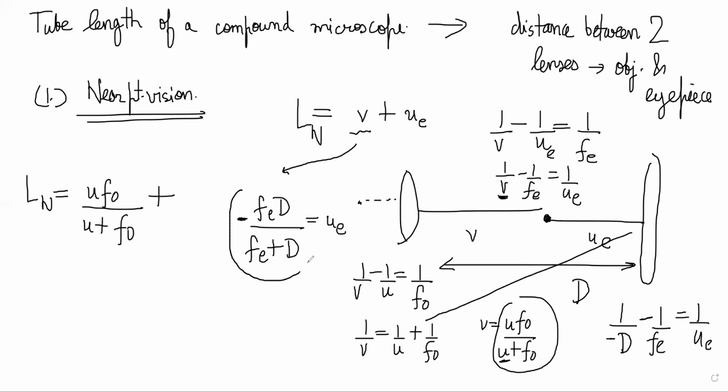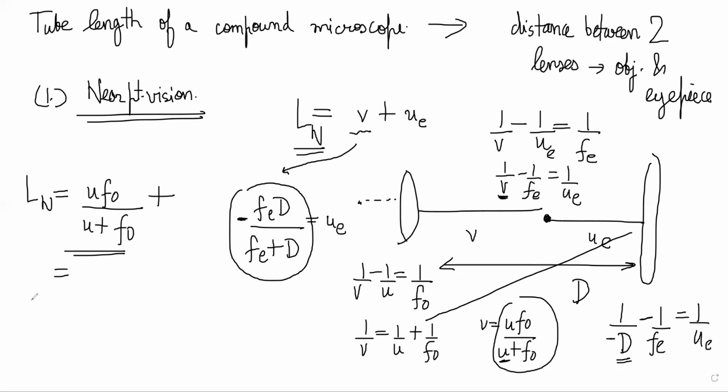So you will add this to this. And again, put the correct signs for everything. FE is positive and D is now a magnitude because we have already put the sign here. Therefore, D is now just a positive number. So you add these two lengths and you get the answer for the total length.